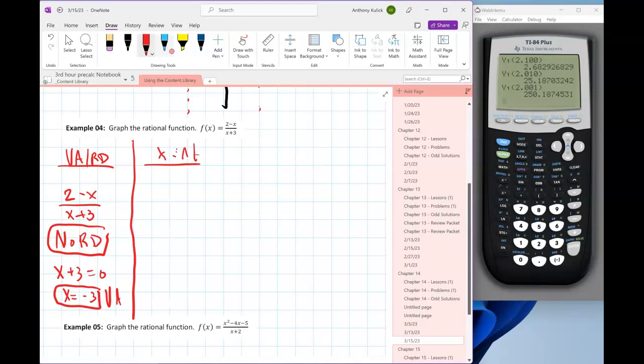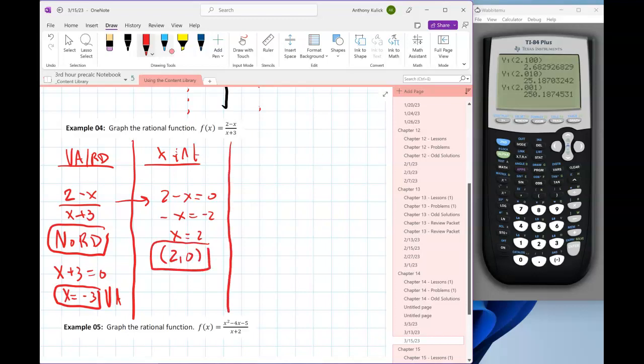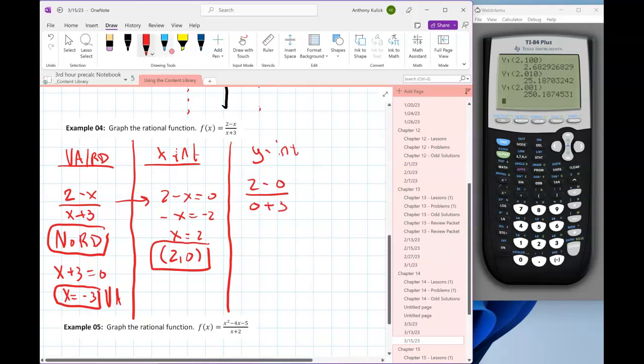We did the x-intercepts next. How do I find those? Yeah, I take the reduced numerator and set it equal to 0. So I got the point 2, 0. Then we did the y-intercept next. So there we just plug zeros in. We have the point 0, 2/3.